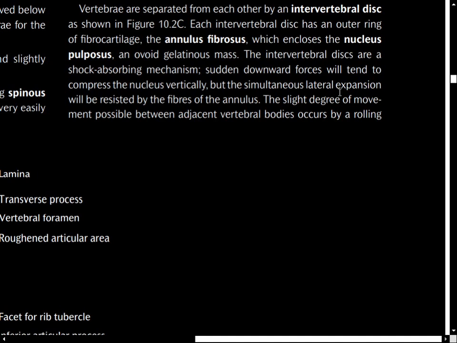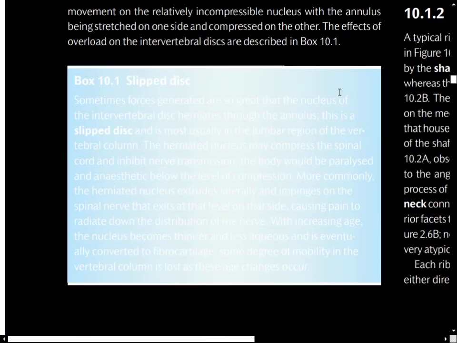The slight degree of movement possible between adjacent vertebral bodies occurs by a rolling movement on the relatively incompressible nucleus, with the annulus being stretched on one side and compressed on the other. The effects of overload of intervertebral discs are described.